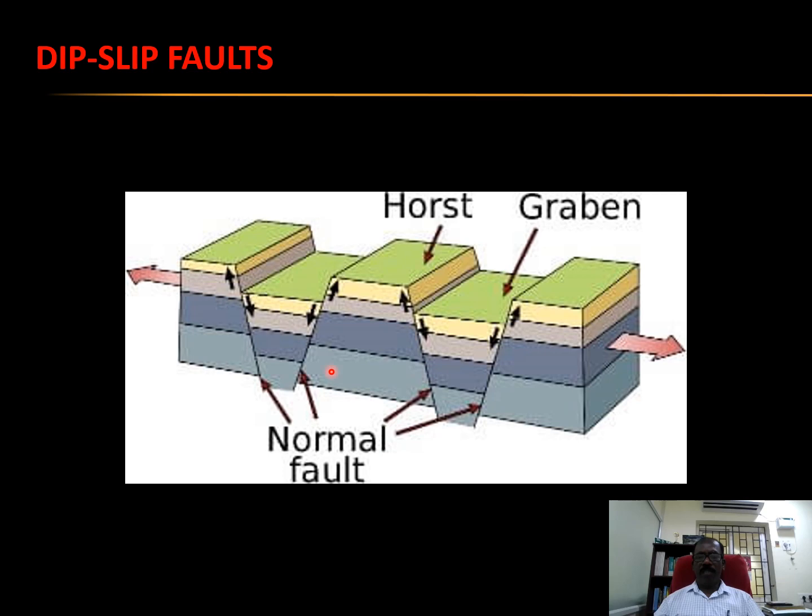When these two blocks come down, this block remains the same. So the highest portion in between the two valleys is called a flat portion. It's known as karst topography. It's in Europe, you can see. In between the two blocks, the middle part of the block goes down. Then it forms a graben. This is what is called dip slip fault.